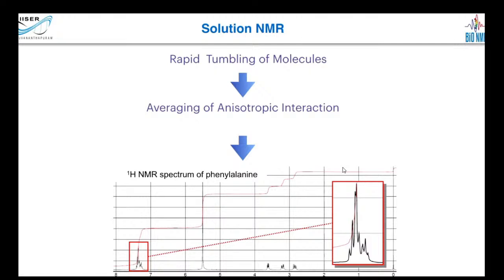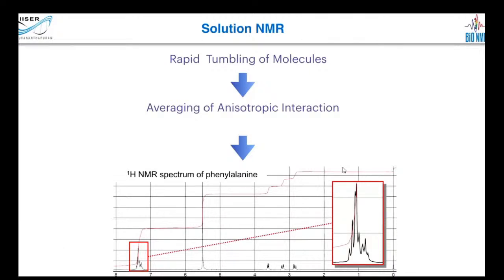An isotropic interaction can be represented like a sphere. It is fully spherical, fully symmetric. In every direction it is equal. But an anisotropic interaction can be represented like an ellipsoid, an oval-shaped thing, but in 3D. So we call it an ellipsoid. That is the anisotropic interaction. Thankfully, in solution NMR these get averaged out.